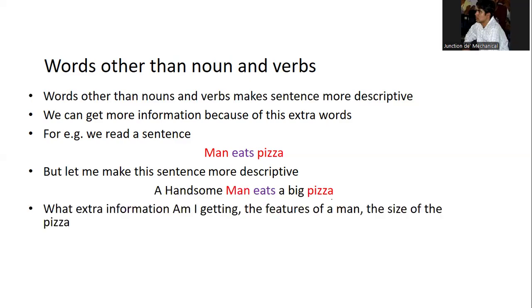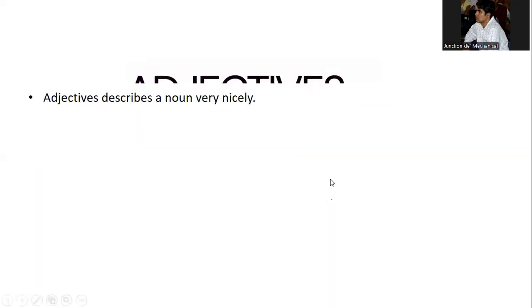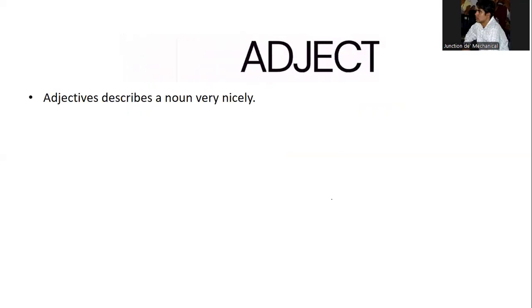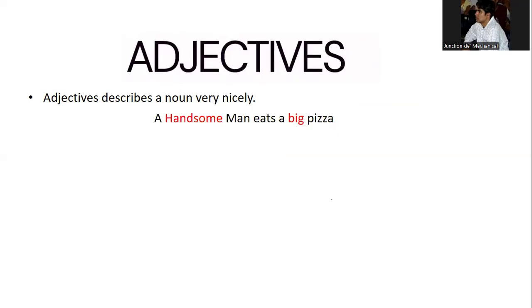So what extra information am I getting? I'm getting to know what the features of a man are, whether he's handsome or not. I'm getting to know the size of a pizza, right? So, what are adjectives? Adjectives describe a noun very nicely. A handsome man eats a big pizza. So our nouns, if you see here, are man and pizza. Our noun is described very nicely by adjectives.